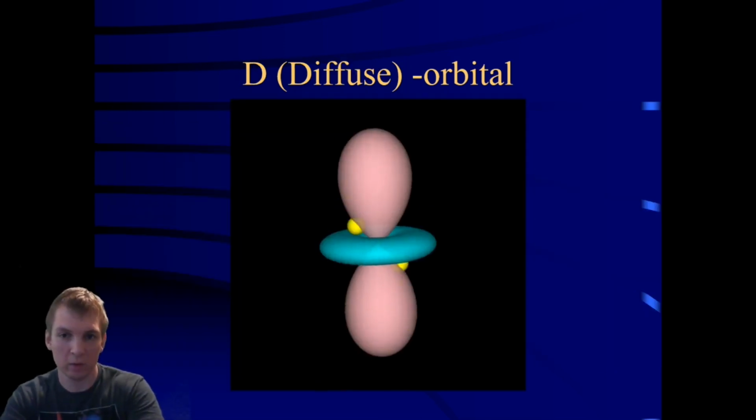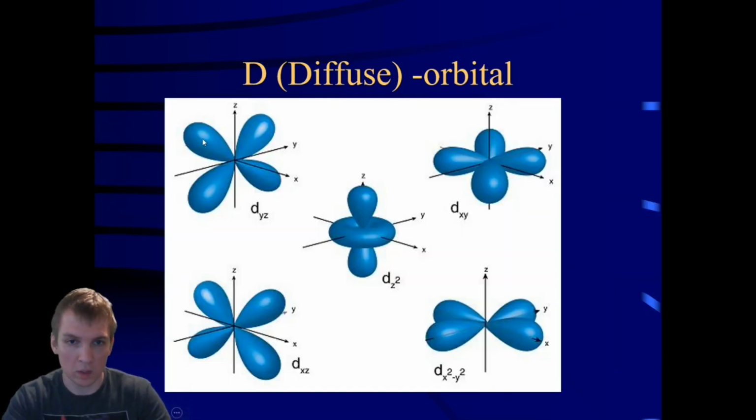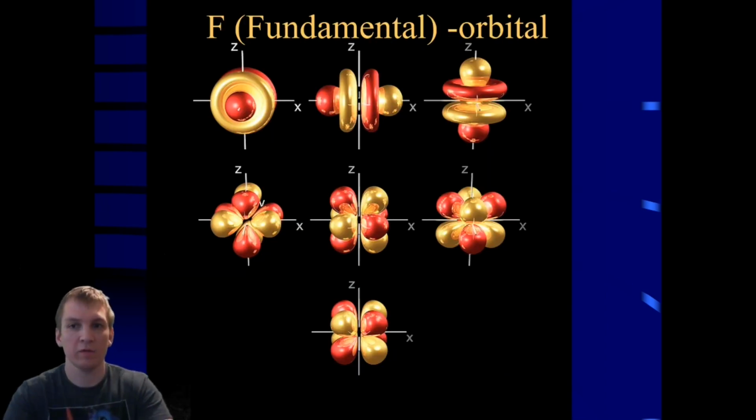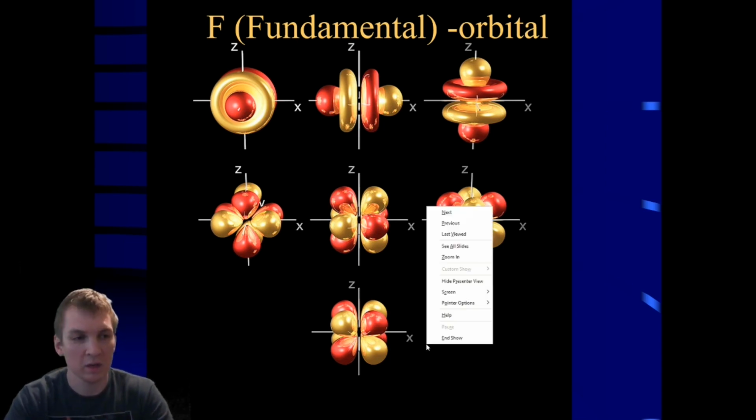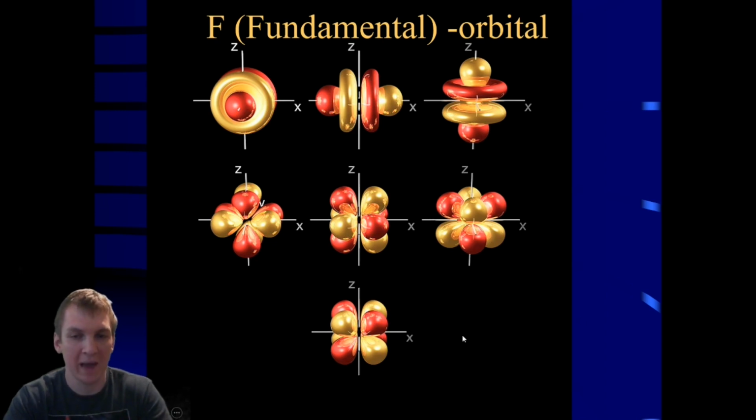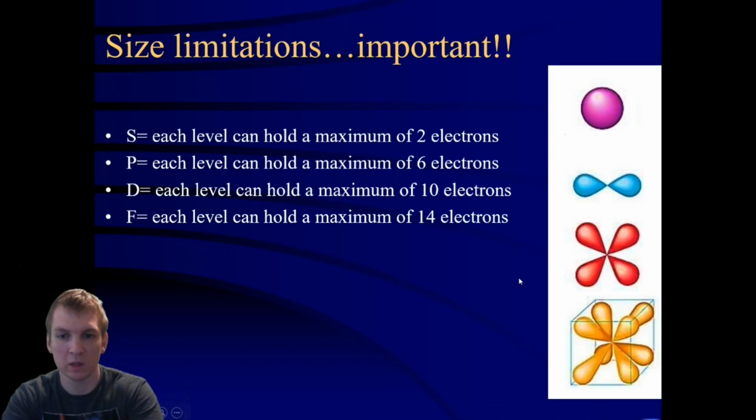For the d orbital, you can hold one here and one here. They're kind of forming their own figure eights. So 2 per each: 2, 4, 6, 8, 10. So a maximum of 10 electrons here. And for the fundamental, 2 per each: 1, 2, 3, 4, 5, 6, 7. 7 times 2 is 14. So a maximum of 14 electrons for each f orbital.